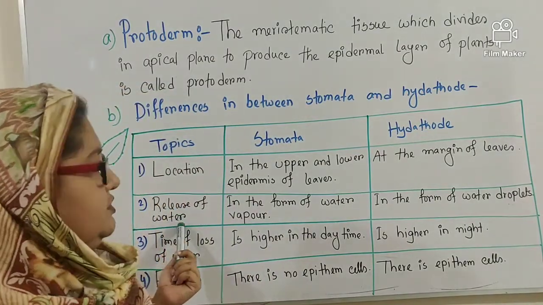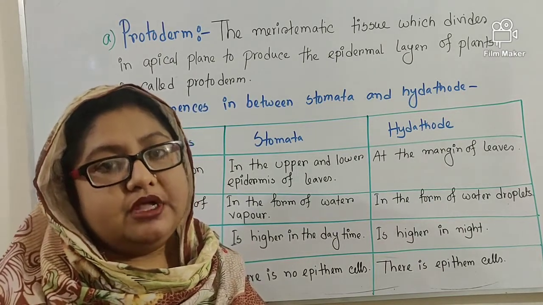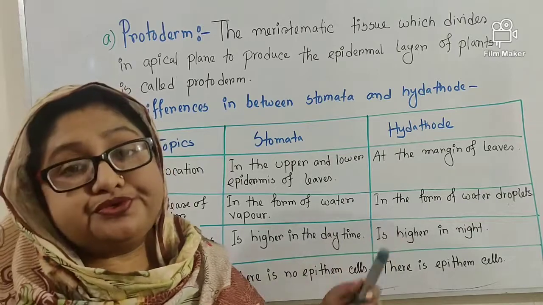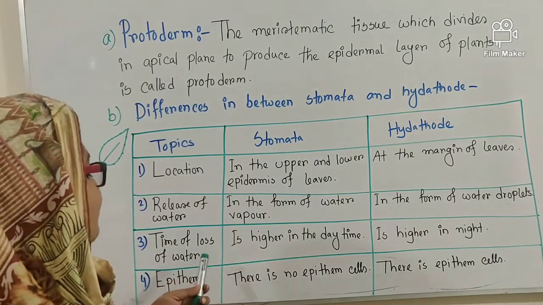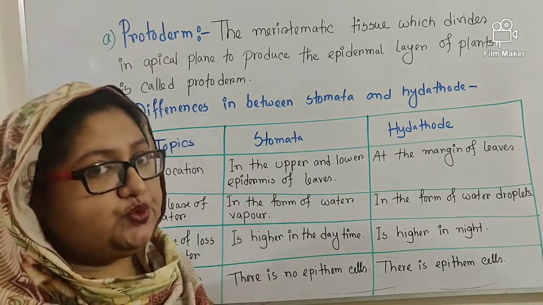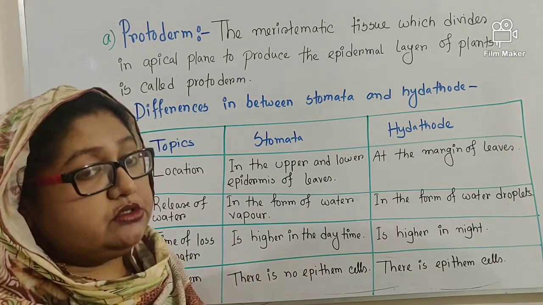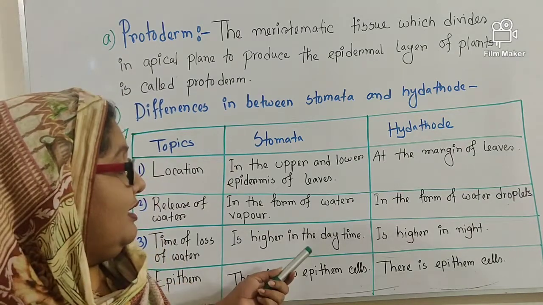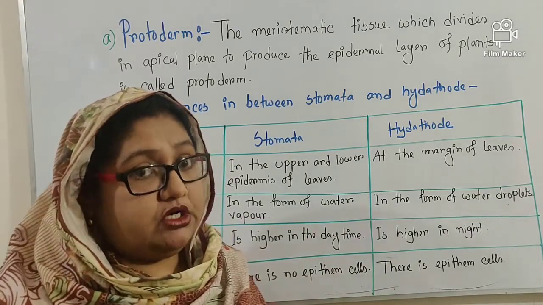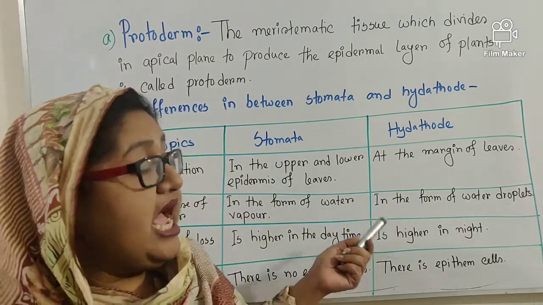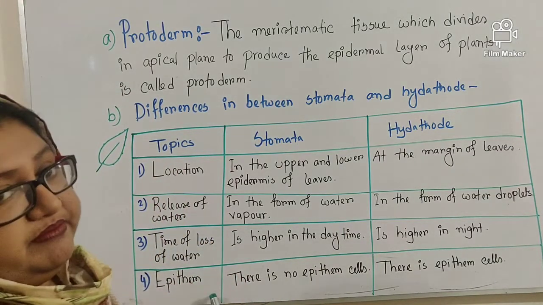Now, release of water. In case of stomata, the water is released in the form of water vapor. But in case of hydathode, the water is released in the form of water droplets. Okay? Next, time of loss of water. In case of stomata, the rate of loss of water is higher at the daytime. But in case of hydathode, the rate of loss of water is higher at night.